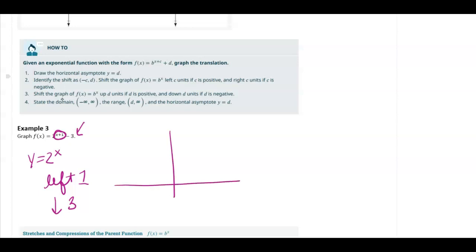So my original function is going to go through at 0, 1. That is one common place for all exponential functions: x equals 0, y equals 1. Notice I have this horizontal asymptote on the left-hand side. So I'm going to keep that by moving it down 3. And then I'm just going to move this point left 1 and then down 1, 2, 3 as well. And then draw in my new graph like so.